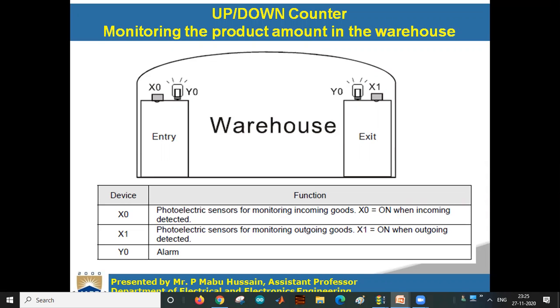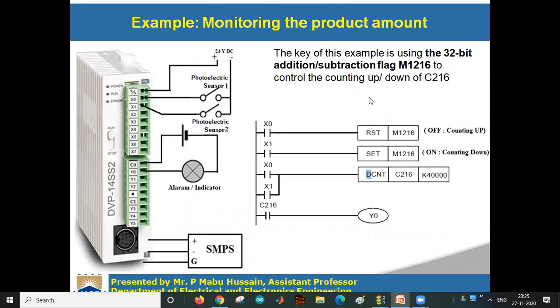Also here we are going to use one alarm indicator. This alarm will glow whenever the warehouse has reached a certain number of products. Let us say this warehouse will be filled with 40,000 products, or 4,000, whatever the value may be. Whenever it reaches that particular value, then Y0 has to glow. So Y0 is the alarm. Let us implement this monitoring of the product amount in a warehouse with the PLC.